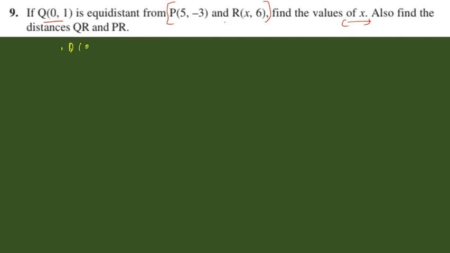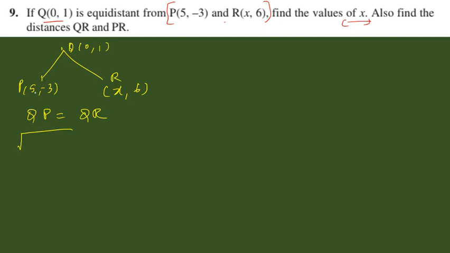This is a point Q (0, 1), which is at equidistance with the two other points, that is P (5, -3) and R (x, 6). This is the diagrammatical approach, but mathematically, what he's saying is QP and QR are equal, that is what equidistance is talking about. So I put a root on either side. This is the square root of (5 minus 0) whole square plus (-3 minus 1) whole square, that is all about QP. Then the right side, (x minus 0) whole square plus (6 minus 1) whole square.